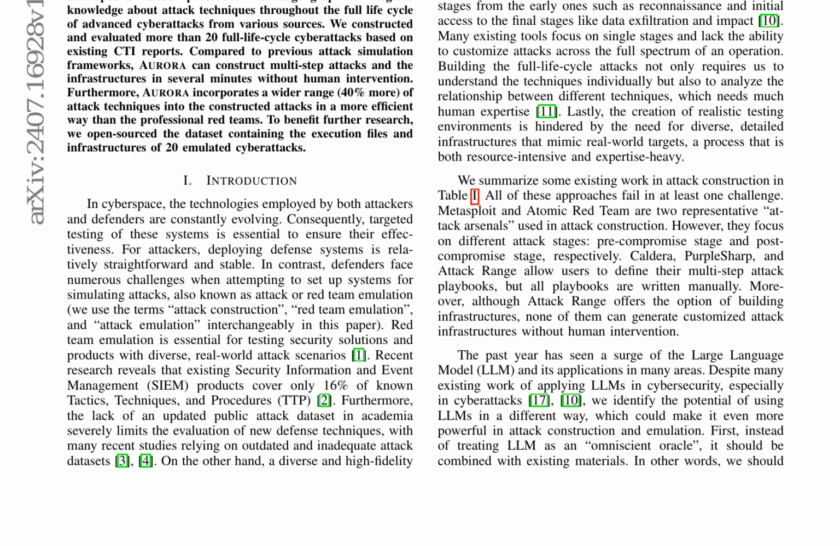AURORA can autonomously build multi-stage cyberattack plans based on cyber threat intelligence (CTI) reports, construct the emulation infrastructures, and execute the attack procedures. We developed an attack procedure knowledge graph to integrate knowledge about attack techniques throughout the full life cycle of advanced cyberattacks from various sources. We constructed and evaluated more than 20 full lifecycle cyberattacks based on existing CTI reports.